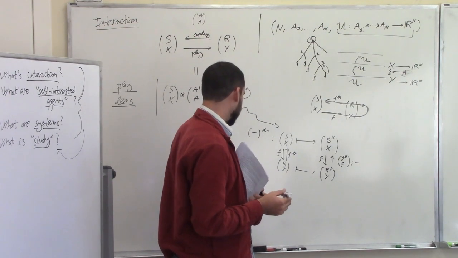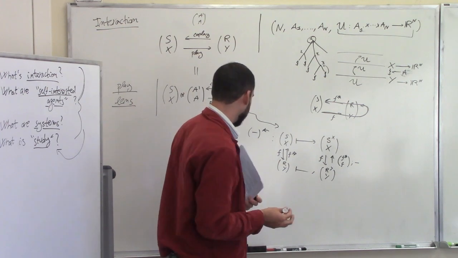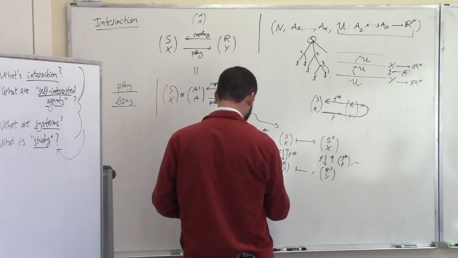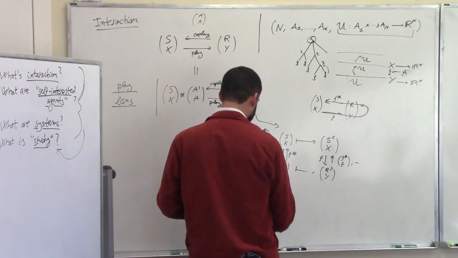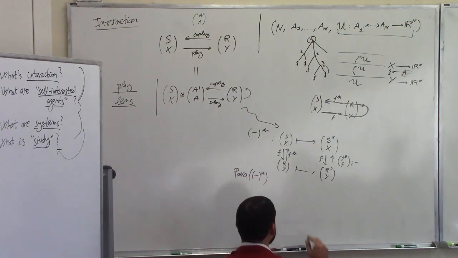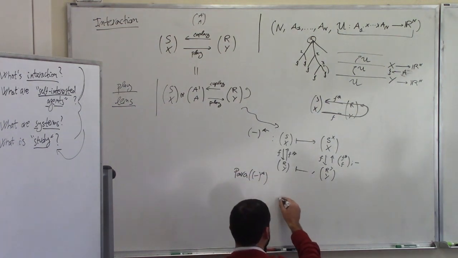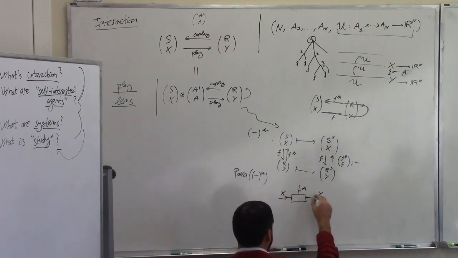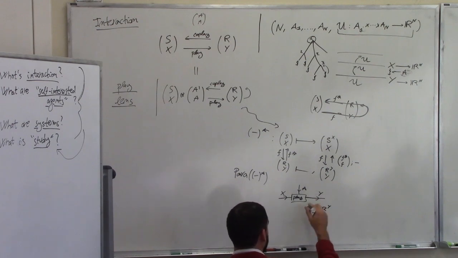And you can show that this extends to parametric lenses by applying a thing we call the power construction. The only difference between this and this is that now there's going to be a parameter we have to account for. So let's call this the play. Then when I receive an R to the Y, I do this operation here.